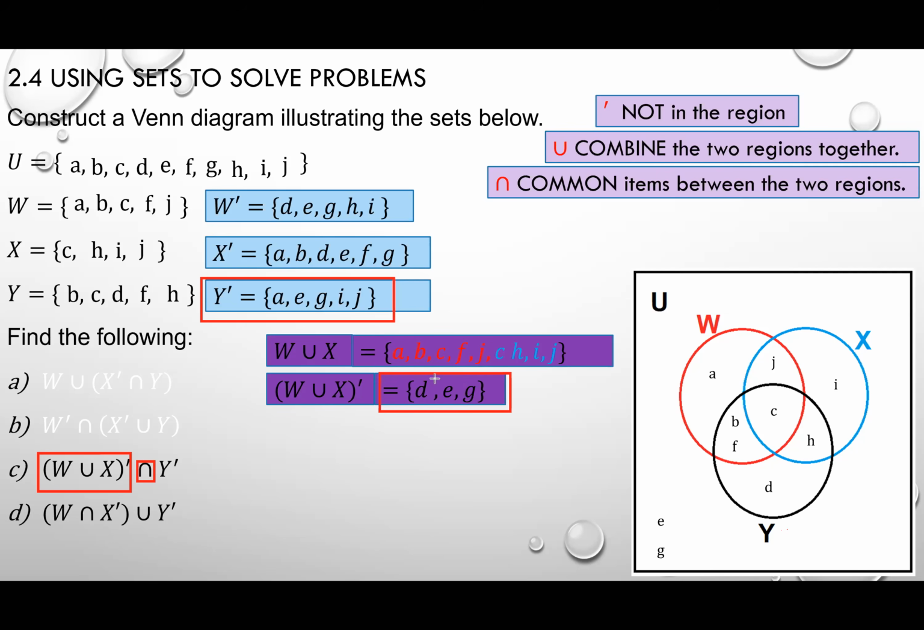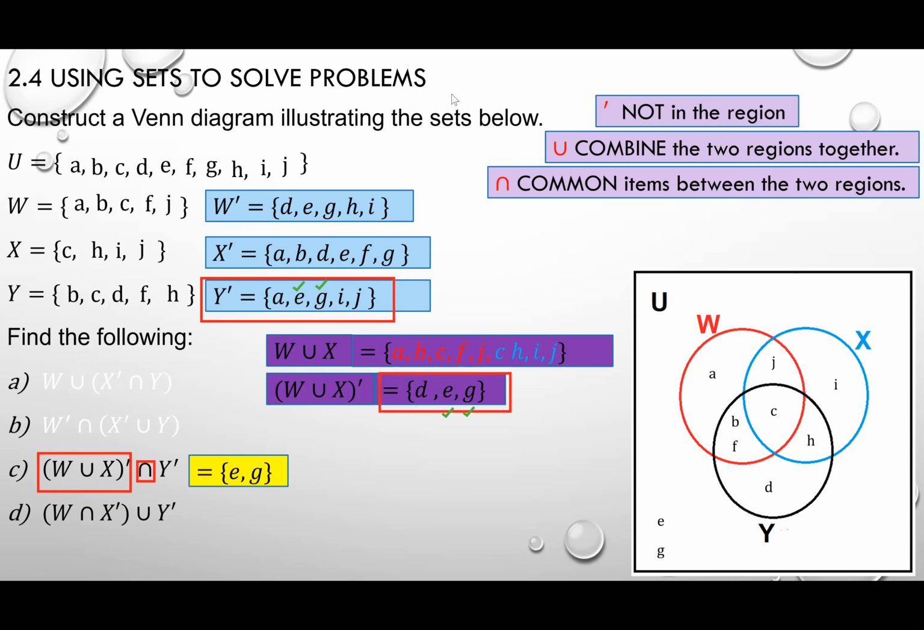I need to take the first group, D, E, and G, and ask myself, what do they have in common? Do you agree that they have in common the E and the G? Those are the two items they have in common, and those are the two items that I listed. Those are the things that are inside the Y and also outside of the W or X.